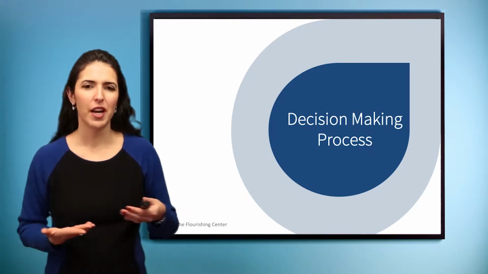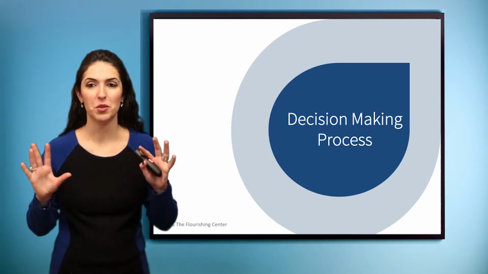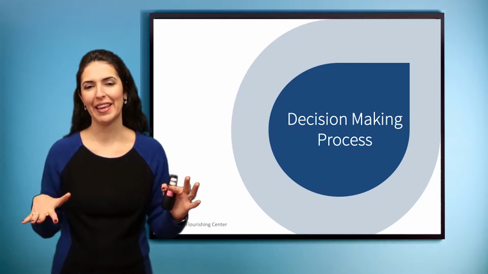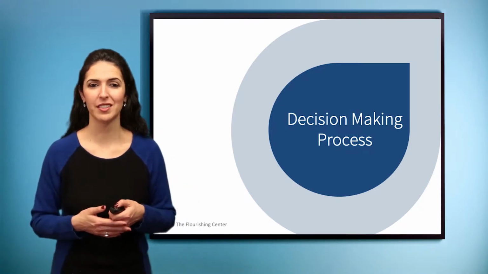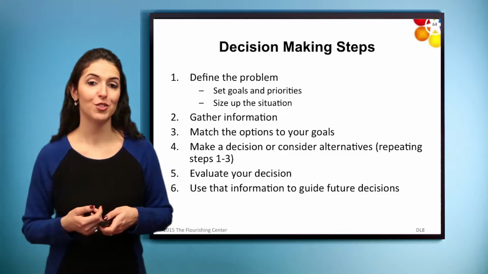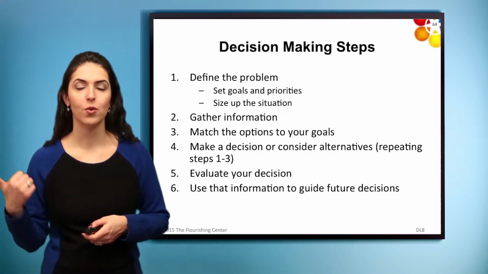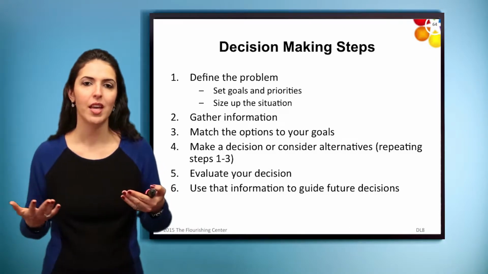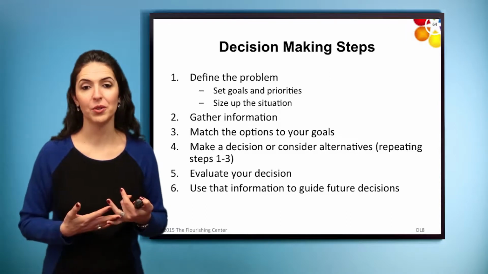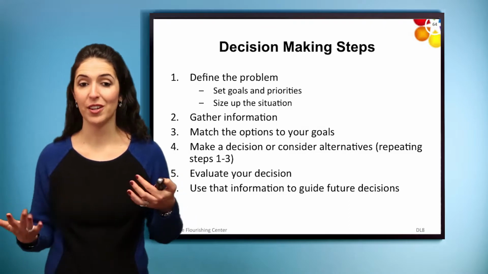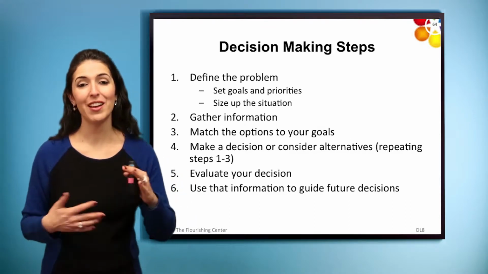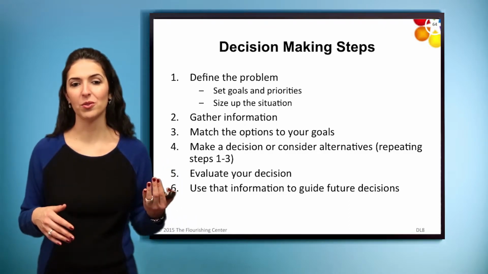So in order for us to understand the differences between maximizing decision-making and satisficing decision-making, let's explore the decision-making process. Here are the steps of the traditional decision-making process. 1, you define the problem. In defining the problem, you set your goal and your priorities, and you size up the situation. Then you gather information and try to match the options that you have to your goals.